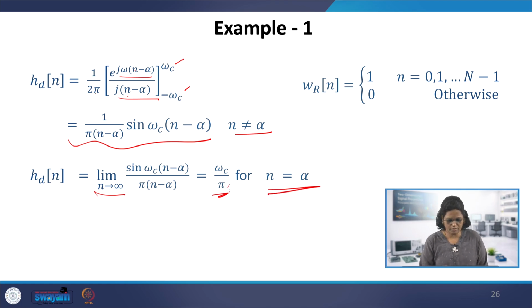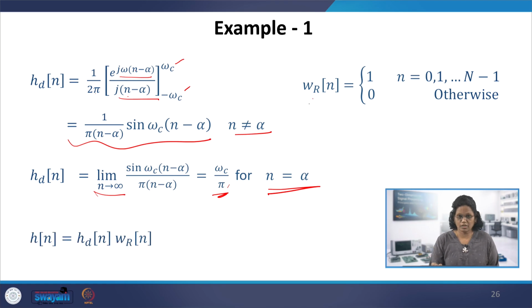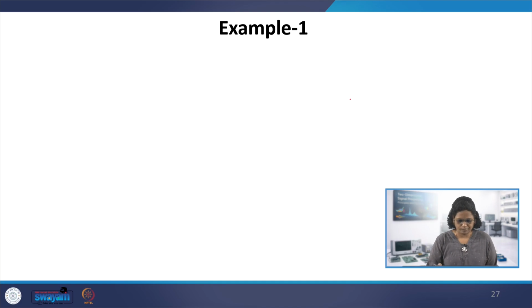So, for n equal to alpha, this is omega c by pi; for n not equal to alpha, this is the expression of the coefficient, not the truncated one. So, that is a coefficient from minus infinity to plus infinity. Now, we have to multiply this hd of n with the rectangular function, which has the coefficients 0 to 8. So, we multiply these two expressions.